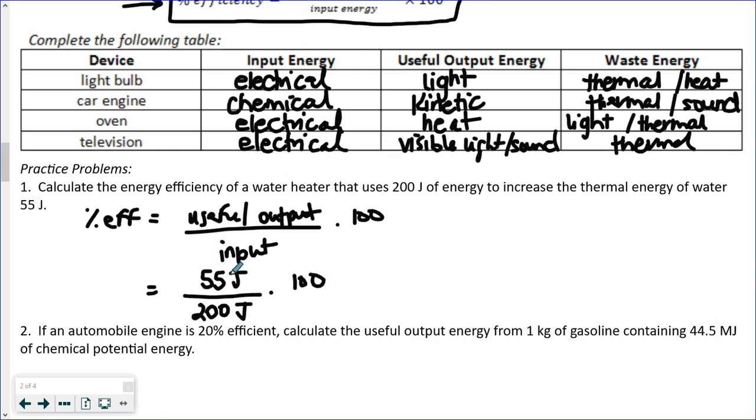Your smaller number is always going to be on top, your bigger number is always on the bottom, because you can't have the bigger number on top, right? You can't have more energy coming out than you put in, that would be energy being created. So that will always be the arrangement. Once you calculate it out, it's 27.5% efficient.